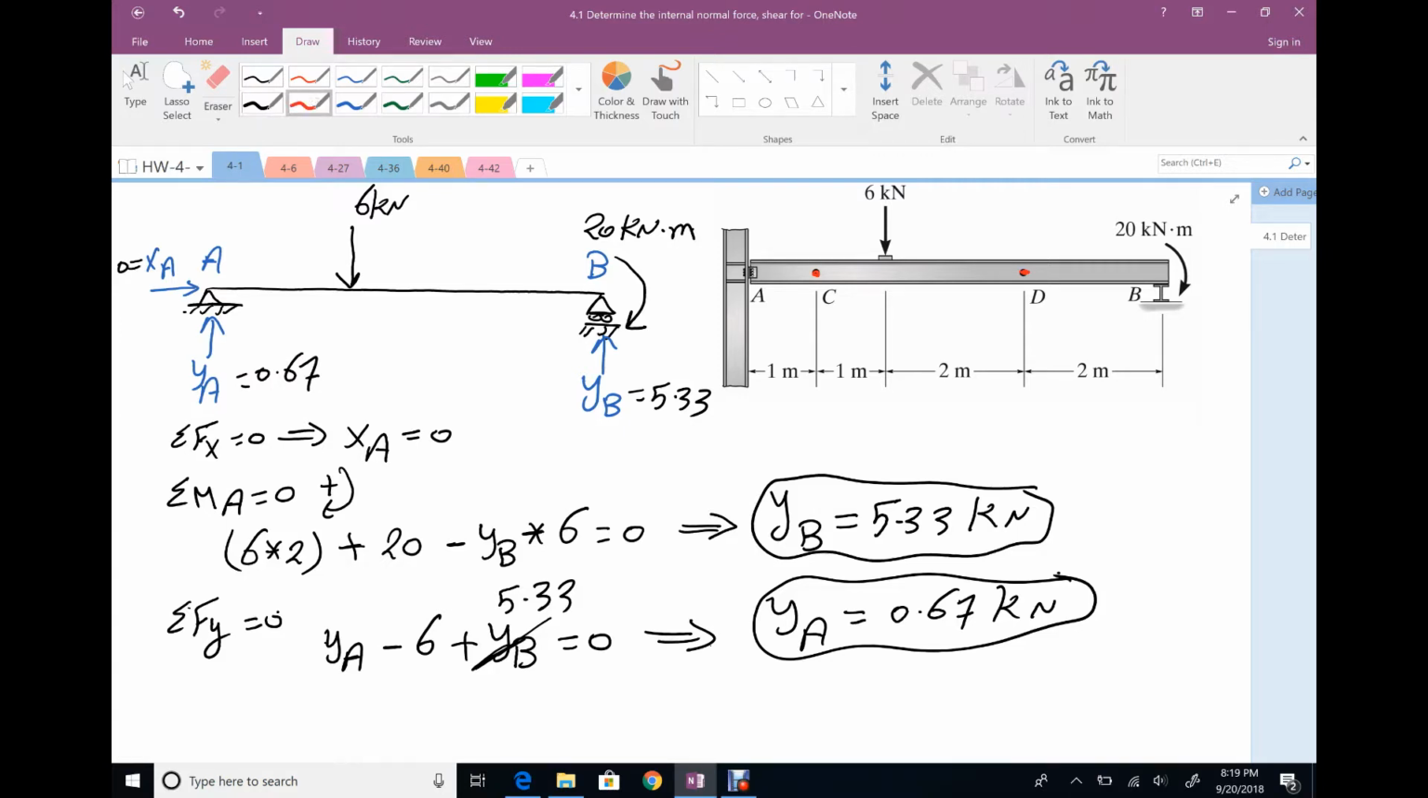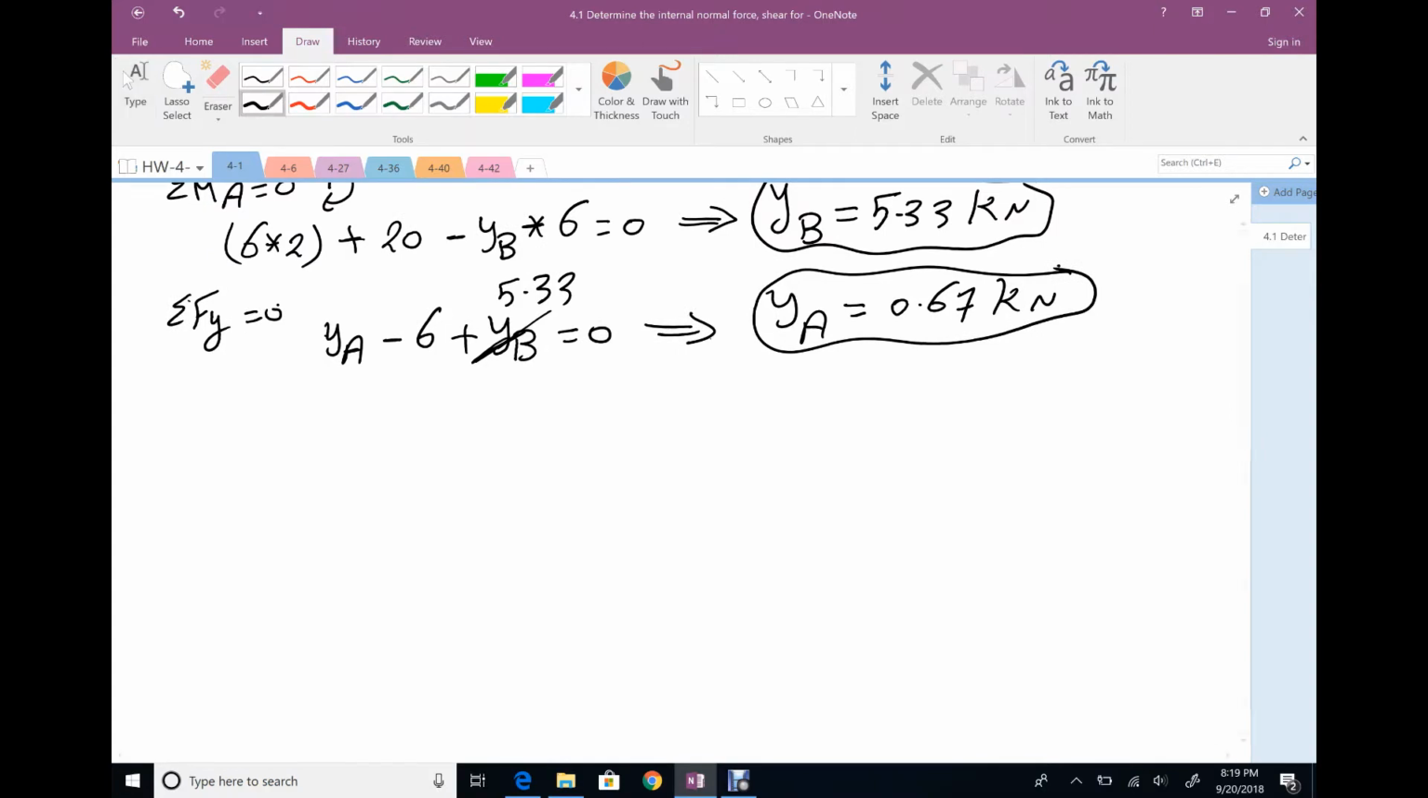The second step, where is the first point? C. Make your cut at C and decide which direction I'm going to use. Actually, I'm going to use the easiest one, which is the smallest one. So I'm looking at my cross section from left. What do you have on your left? Here we have hinge, has two reactions, YA 0.67, XA 0, and here is my cross section.